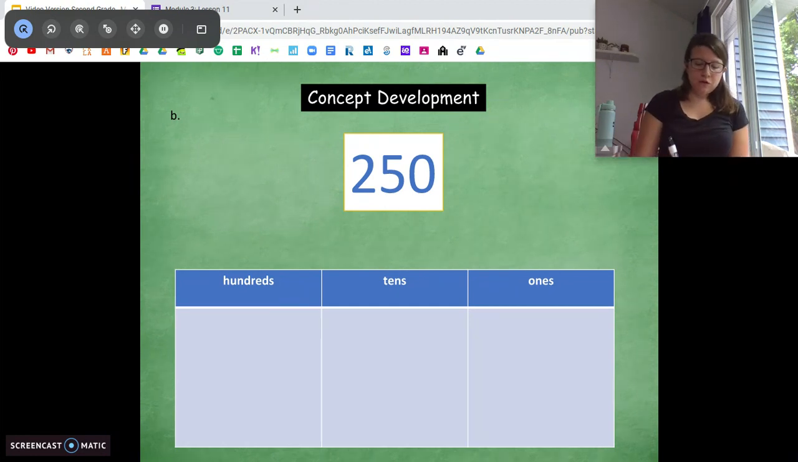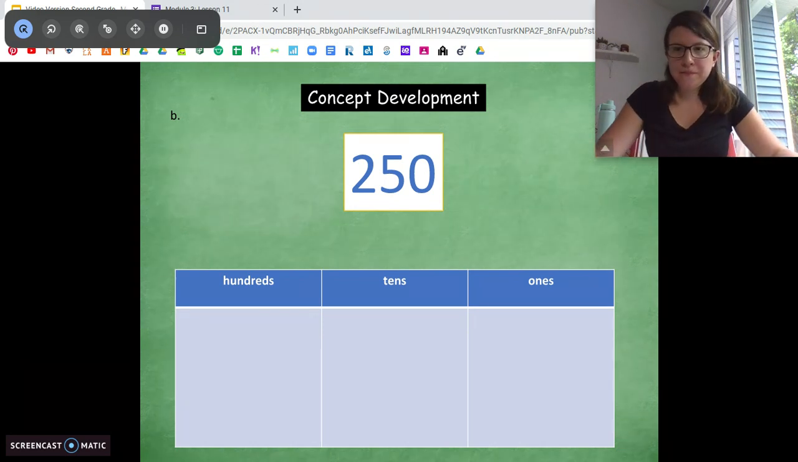Same thing. Show me it with place value discs on your chart, and then we'll go over the unit form and go over what it looks like. Pause the video and do that.